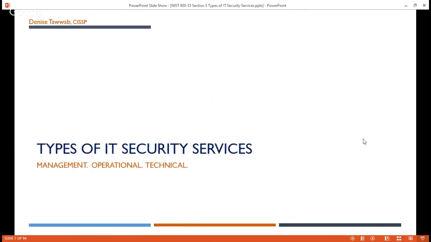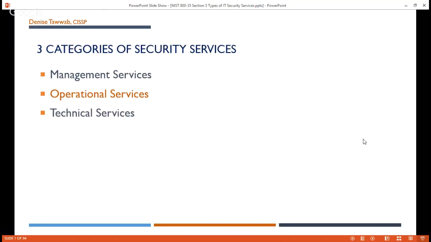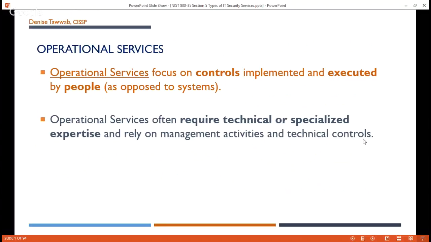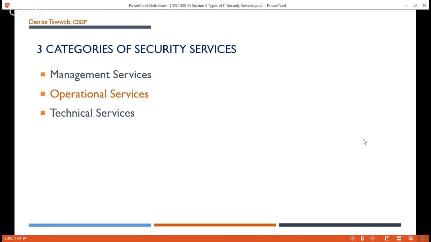Okay, types of IT security services. There are 3 types of IT security services: management, operational, and technical. I'm going to give you a brief description of each one, and then we're going to go into looking at the different services that fall under each one of those categories. All right, operational services. Where is management services?